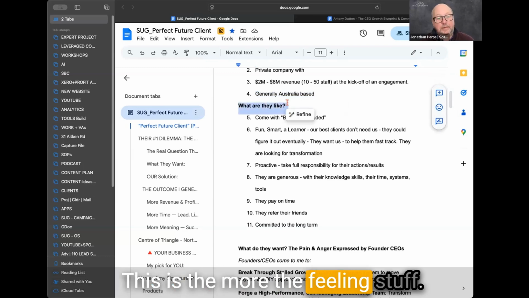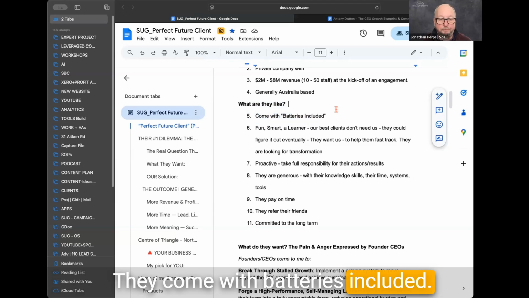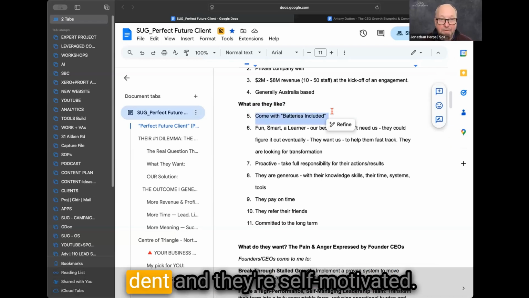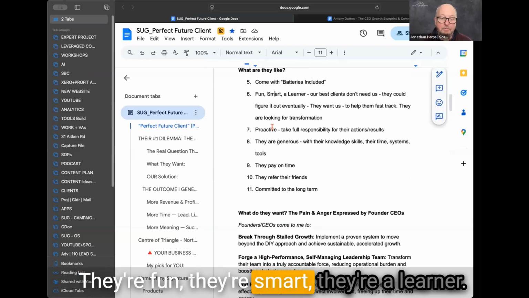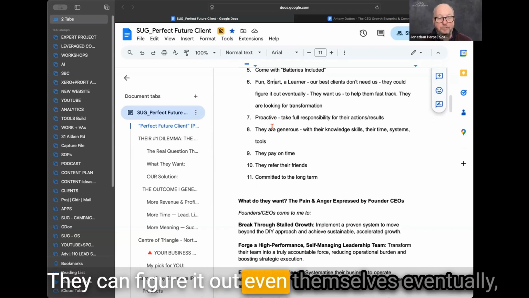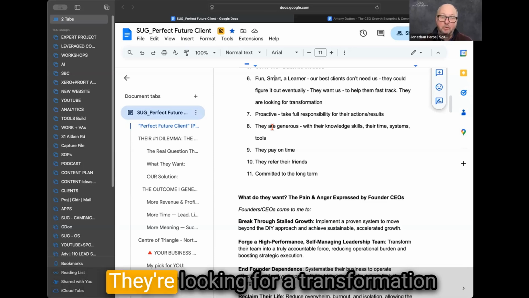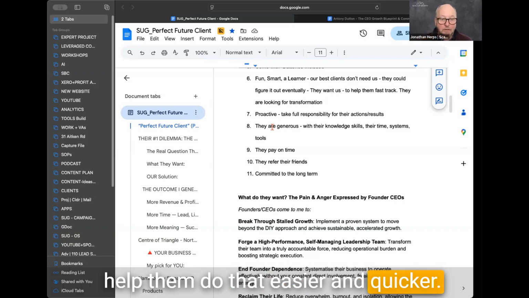This is more the feeling stuff. They come with batteries included. They're people that want to make a dent and they're self-motivated. They're fun, they're smart, they're a learner. My best clients don't need me. They could figure it out themselves eventually, but they want me to help them fast track. They're looking for a transformation and they believe that what I do will help them do that easier and quicker.